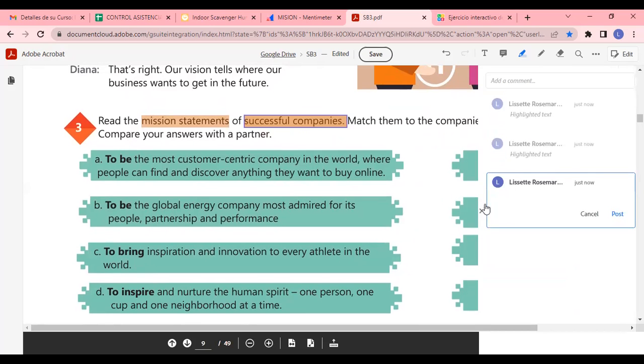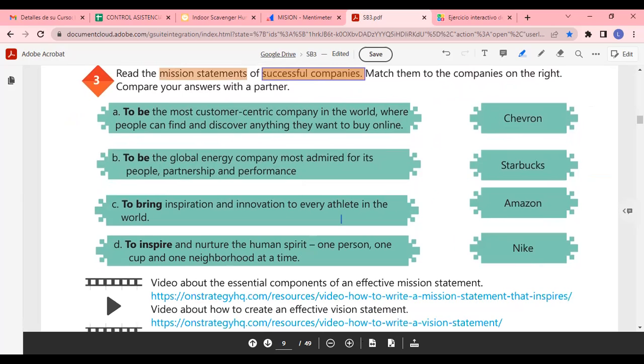De unas compañías muy reconocidas y que tienen mucho reconocimiento, okay? So, first we have here, and the first mission, we have there. Can you help me to read, please, Blanca Delgado? La primera visión ahí. Letter A. To be the most customer-centric company in the world, where people can find and discover anything they want to buy online.